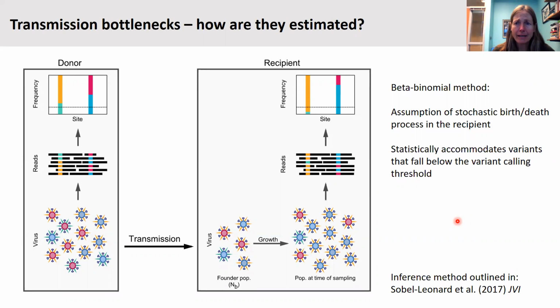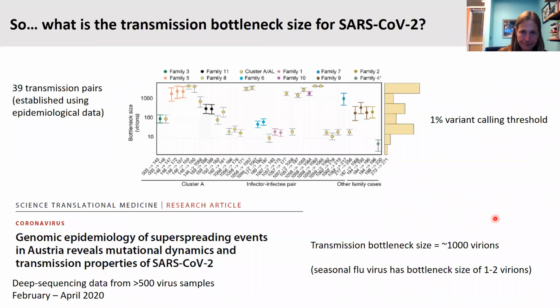So we've established this method called the beta binomial method. It incorporates various things like a stochastic birth-death process in the recipient. It statistically accommodates the variant calling threshold, et cetera. And if you're interested in this, I'd point you towards this paper in the Journal of Virology.